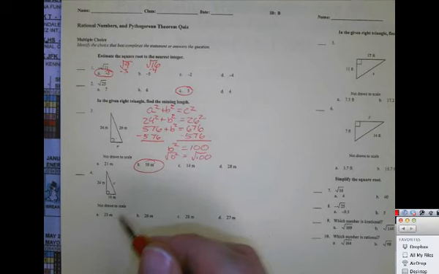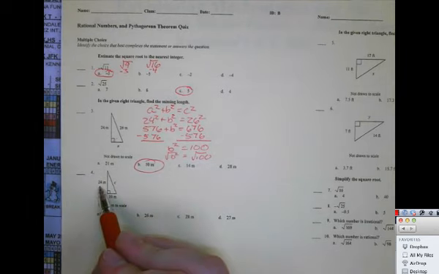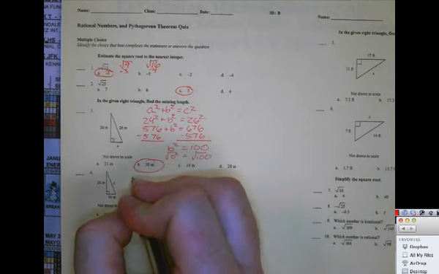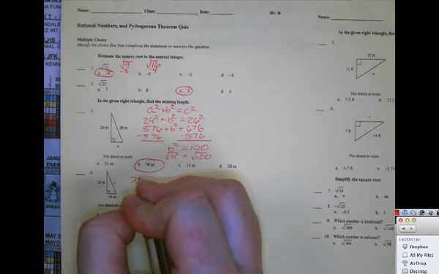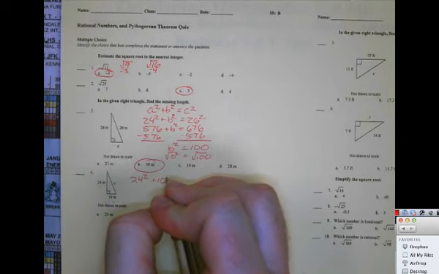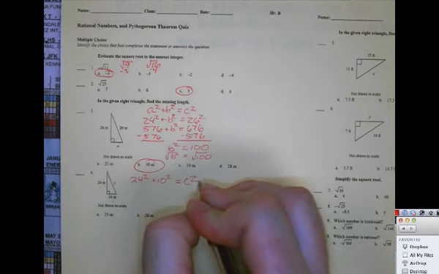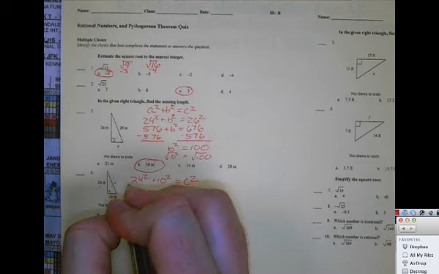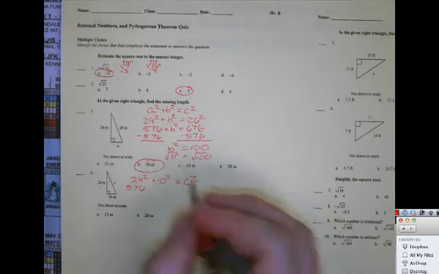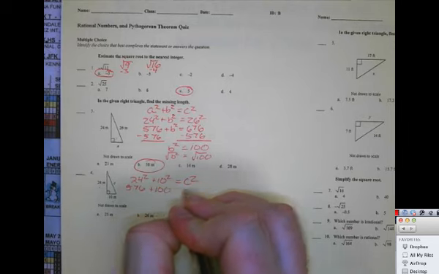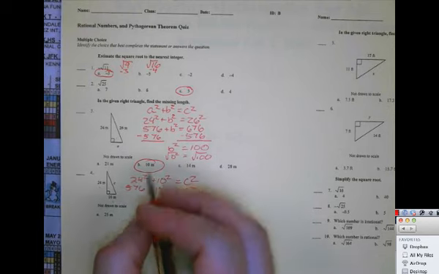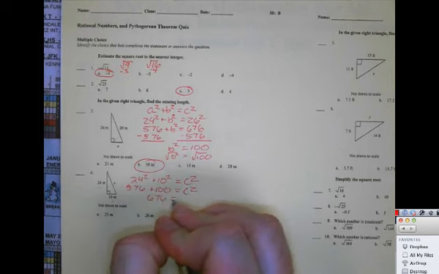Okay, number 4. We have 24 m here, 10 m here. I'm not sure if you can see those. Hopefully you can. So this is a right triangle. They're both the legs, so I have 24 squared plus 10 squared equal to c squared. I'm going to cheat a little bit just in order to save time. 24 squared is 576. 10 squared is 100. That one I can do in my head. Add those together, I get 676 equal to c squared.